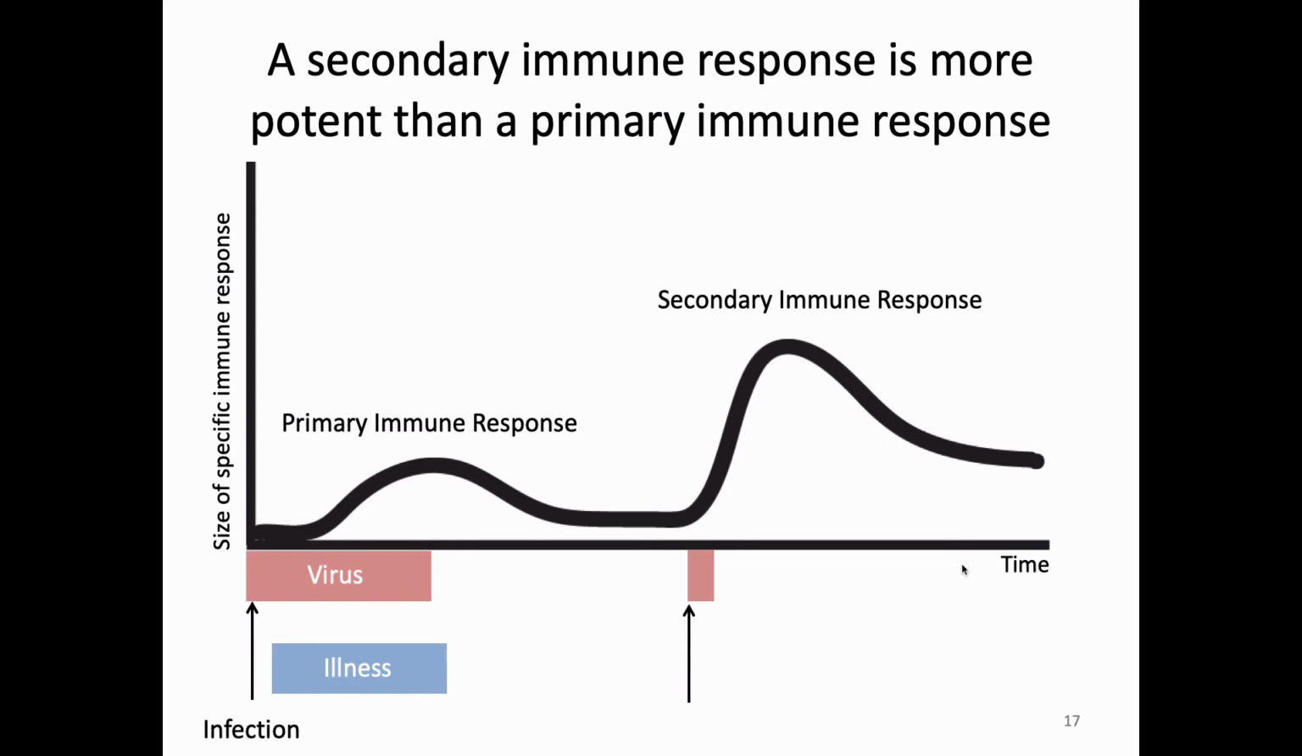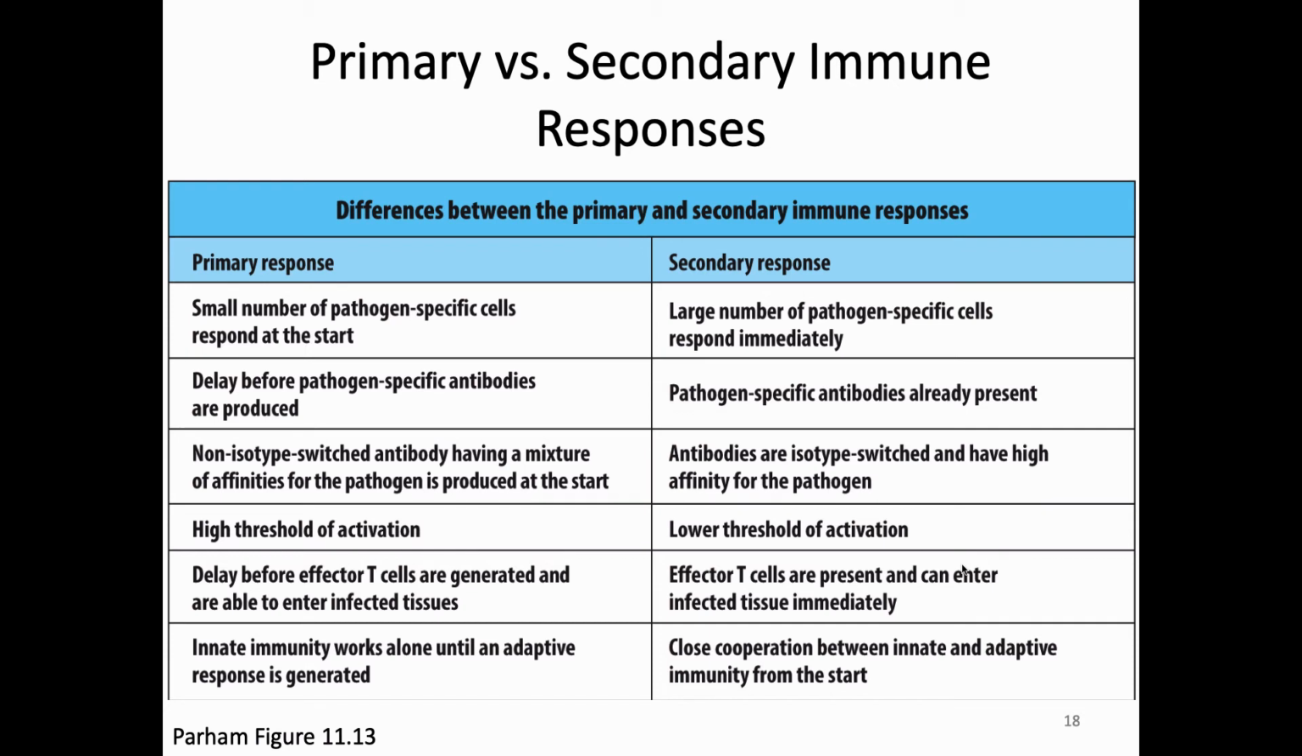is going to lead to this nice protective secondary response. This secondary response varies from the primary response in a bunch of ways. At the primary response, you're starting with a small number of cells. You're starting with a larger number of cells in the secondary response. In the primary response, there's a delay before you have antibodies. In the secondary response, you've already got some antibodies. Class switch has happened in the secondary response, as has affinity maturation. Not so with the primary response.